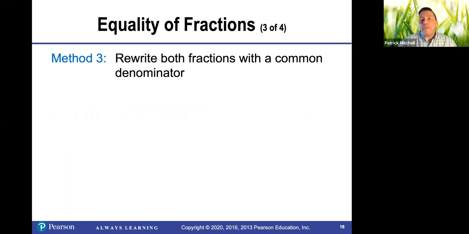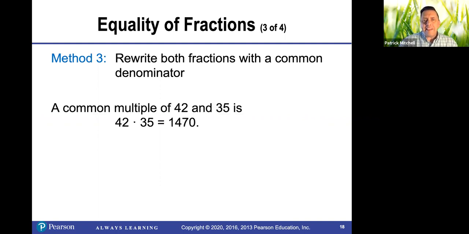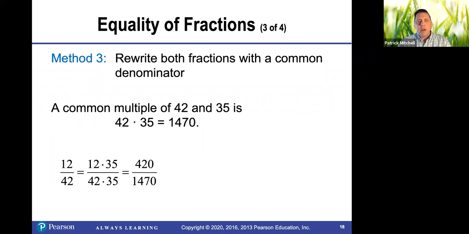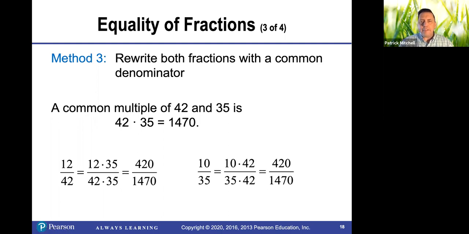You can rewrite both fractions with a common denominator, not necessarily the least common denominator. And the laziest way to do that is to just multiply your two denominators together. So that will always be a common denominator. It won't usually be the least common denominator. So if I multiply the top and the bottom of this fraction by 35, I get 420 over 1,470. And if I multiply the top and the bottom of the other fraction by 42, I get the same thing.